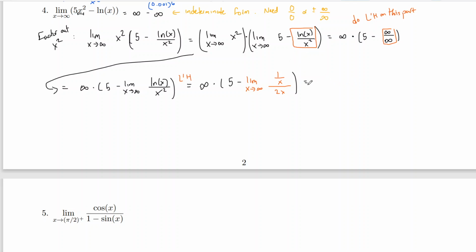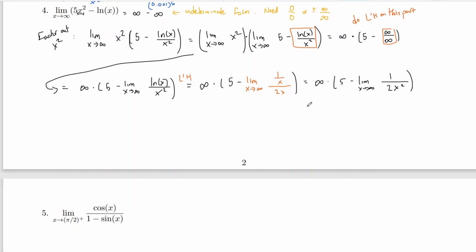All right, so let's go ahead. We've done our L'Hopital's rule. We're going to simplify. I'm going to leave the infinity times and then the 5 because those are already done, minus the limit as x goes to infinity. And we've dealt with this before a few times. 1 over x, you have the 1 on the top, and then the x comes to the bottom, so it's 1 over 2x squared.